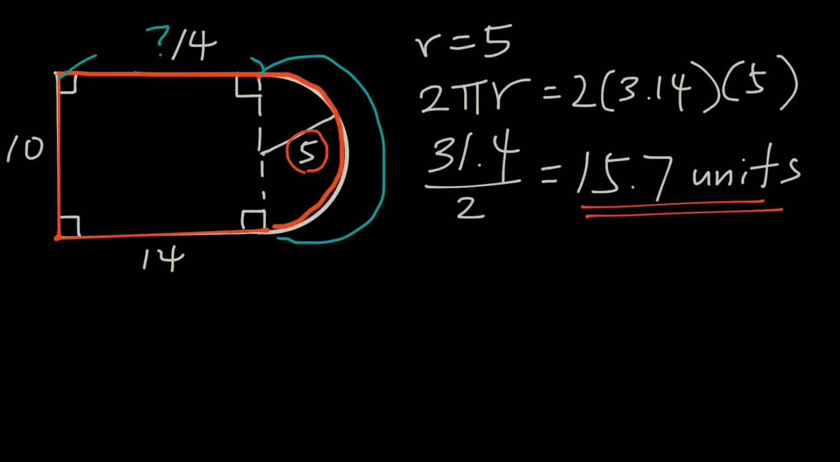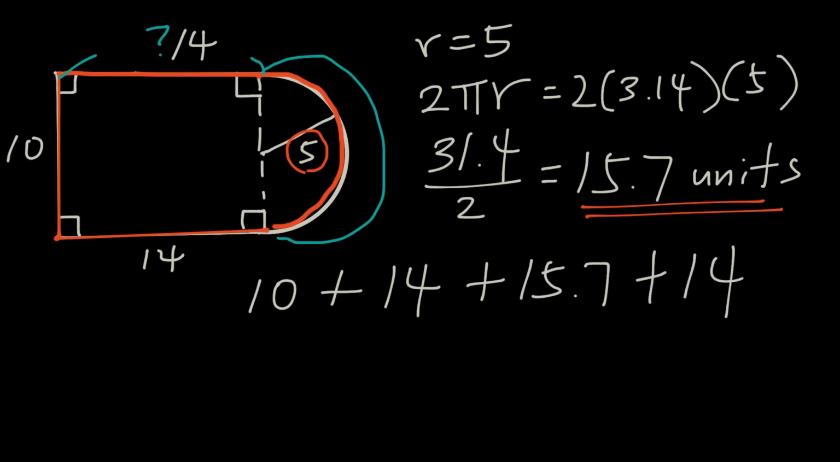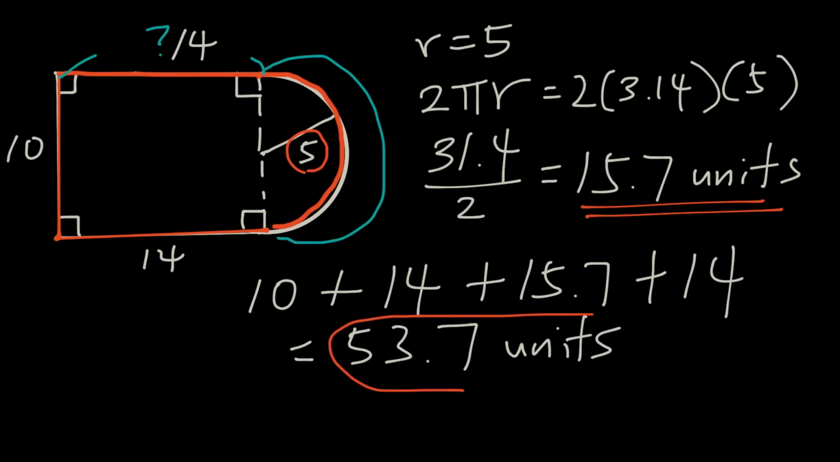Now we just have to add the rest of the sides to get the final answer. So we have 10 plus 14 plus 15.7 plus 14. And that equals 53.7 units. And that's your final answer.